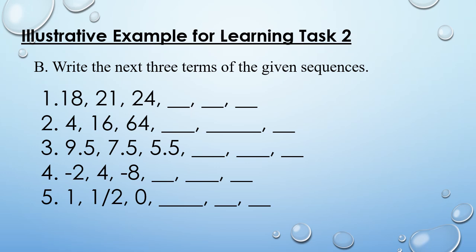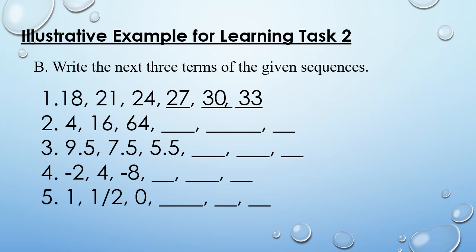So first we have 18, 21, 24. So what are the 3 next terms here? So if you noticed, we are adding 3 to each term. So 18 plus 3 is 21. 21 plus 3 is 24. So 24 plus 3 is 27, and so on. So we have 27, 30, and 33.